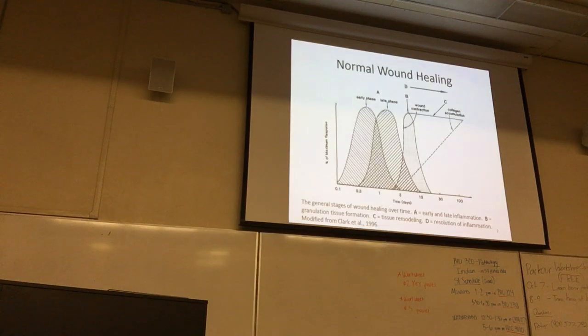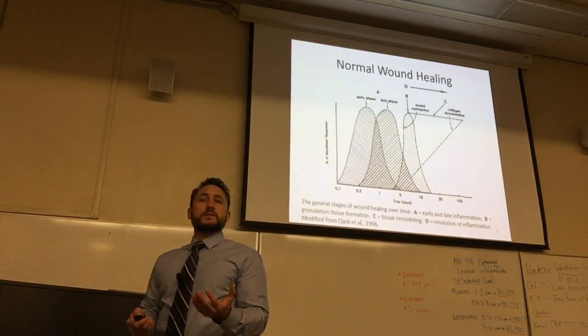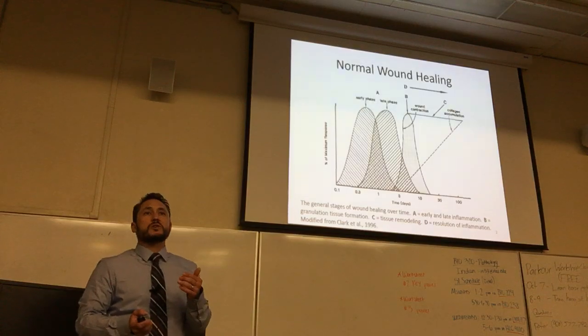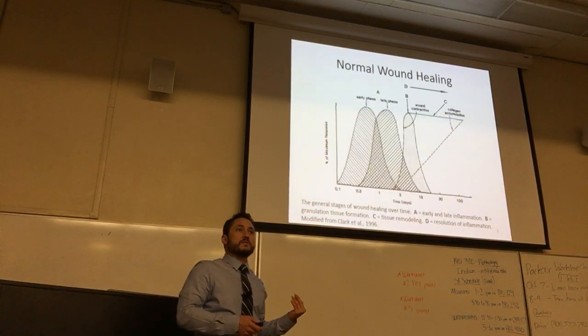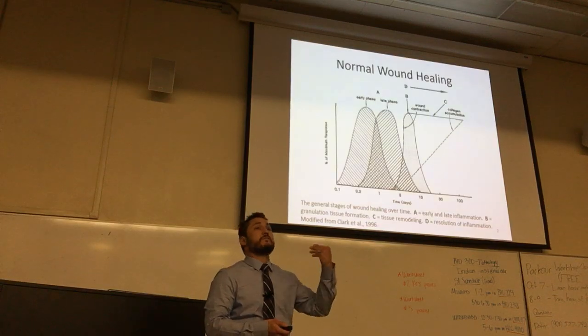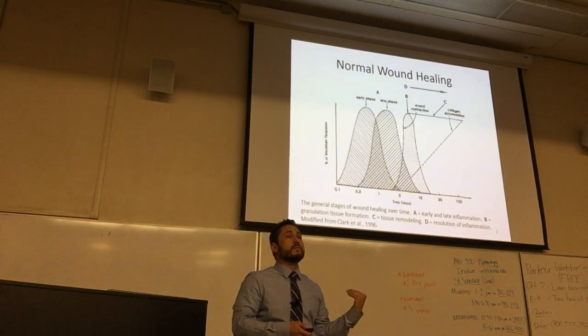Then in B, we see the events of B, which is granulation tissue formation. Granulation tissue formation is named because of the way it appears. So these inflammatory cells that show up start to release cytokines and growth factors. And those cytokines and growth factors recruit other cell types to the area. They recruit more macrophages, but they also recruit fibroblasts. They're also going to recruit blood vessels to come into the area.